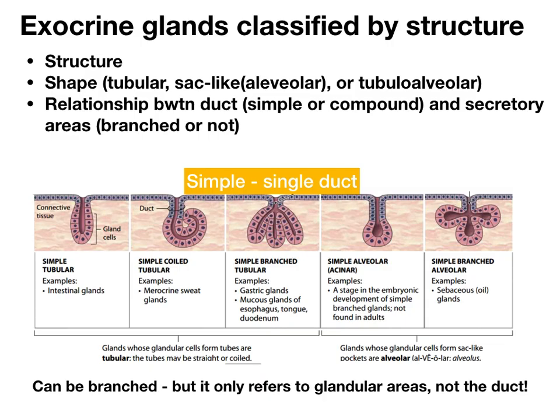So these are all examples of simple single ducts. We have our simple tubular, which is found in our intestinal glands. We have our simple coiled tubular, which is found in our merocrine sweat glands. We have our simple branched tubular, which is found in our gastric glands, and our mucus glands of our esophagus, tongue, and duodenum. We have our simple alveolar, which is found in a stage in the embryonic development of simple branched glands. This is not found in adults. And we have a simple branched alveolar, which is found in our sebaceous glands.